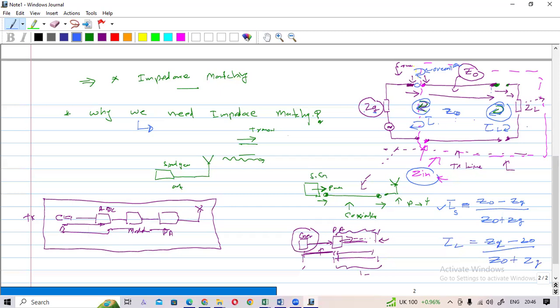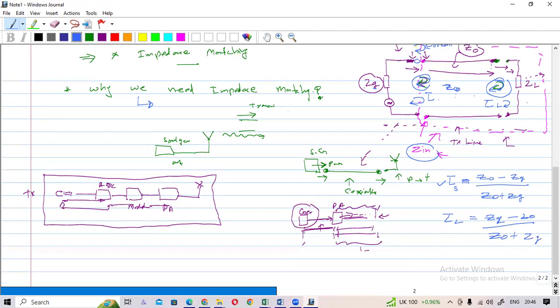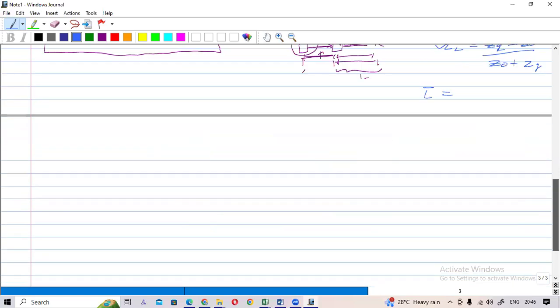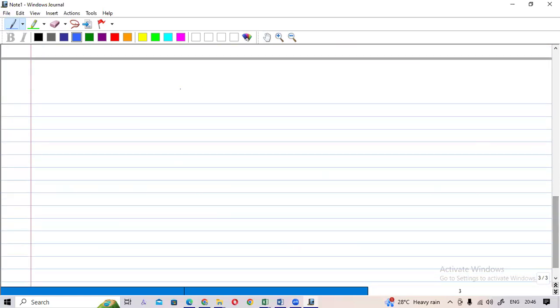Now, what is this overall reflection? How can we write this overall reflection? Do you have any idea? As I told you, these are partial reflections. So I will write it here again.